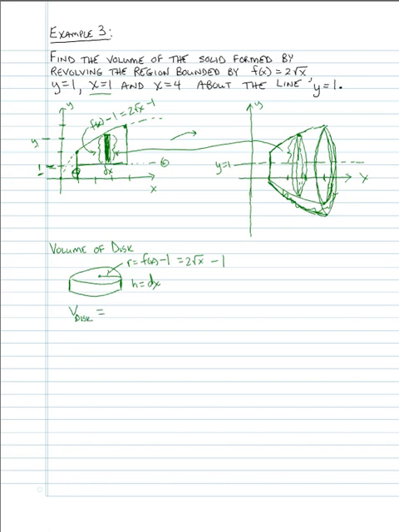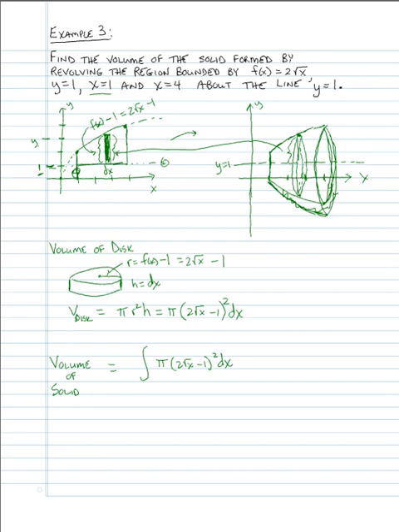So the volume of this disk being pi r squared times height. In this particular case, that's pi. Our r is 2 root x minus 1, and that r value is squared, and our height is our dx. So the volume of the solid, well, we add up the volumes of all these disks. Each disk has a volume given by this, and how many of those disks are we going to have? Well, an infinite number of them. That's the reason integration is at work.